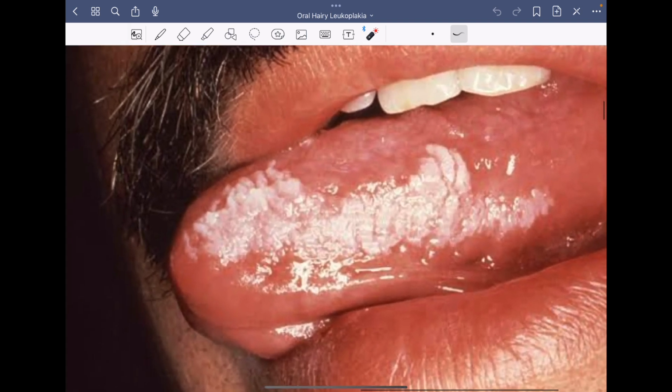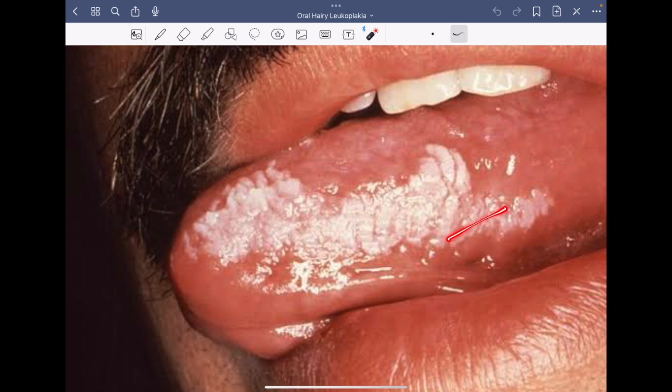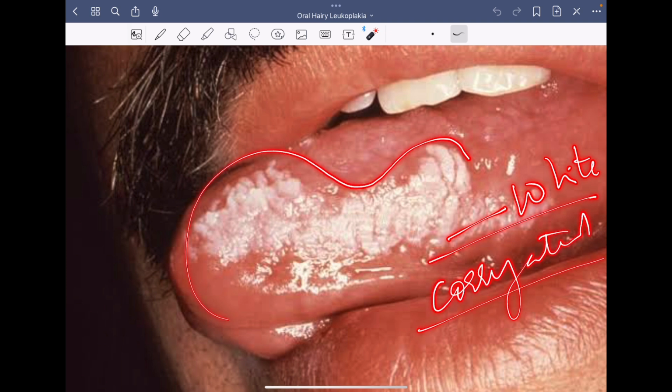Here in this diagram you can see this is present on the lateral margins of the tongue. Then it is non-scrapable, it is white in color, and it definitely has a corrugated appearance. It has a corrugated surface.